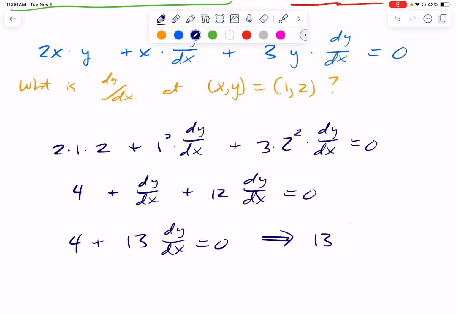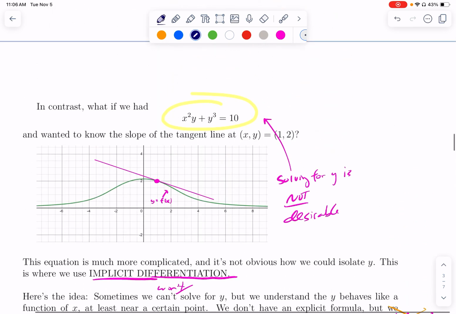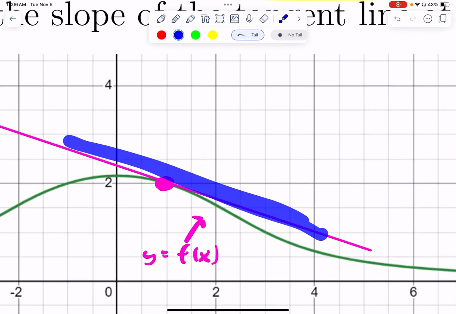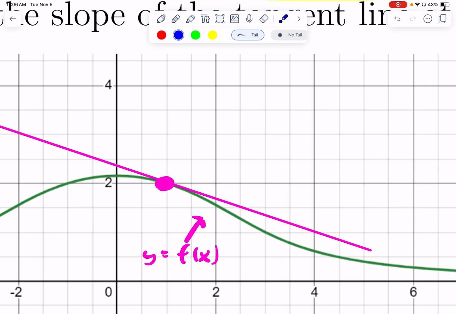I can move the 4 to the other side, and I can divide by 13, and I get negative 4 over 13, which is a smallish negative number. Going back to the diagram, that's very believable. We drew that tangent line. The slope is a negative number, right? The number we got is very close to negative 1/3, which seems pretty believable here, right? It's definitely negative, and the height is roughly 1/3 of the width.